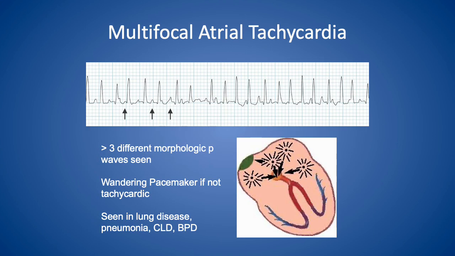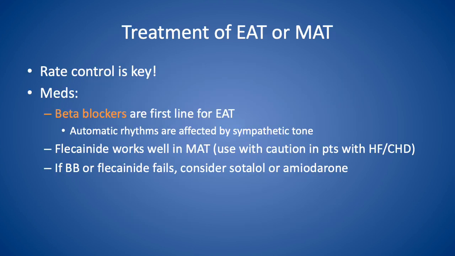Multifocal atrial tachycardia, again, means that there are 3 different morphologic P waves that are seen. And so here you can see the different P wave morphologies for each of those beats. And again, classically, we see this with lung disease in neonates, associated with either pneumonia, chronic lung disease, or BPD.